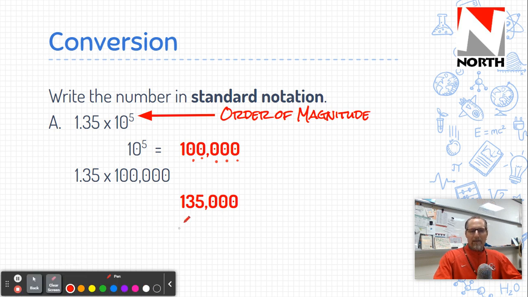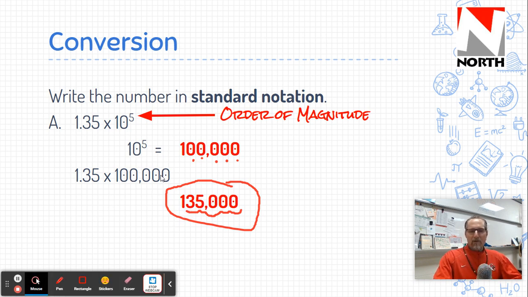And so again, I can just look at my decimal point here and move it over 1, 2, 3, 4, and 5 different places in order to get my answer here of 135,000. So there's a lot of different ways you can do it. If you want to think about it as a mathematical problem, or like how we converted metric, you're just moving the decimal point over.